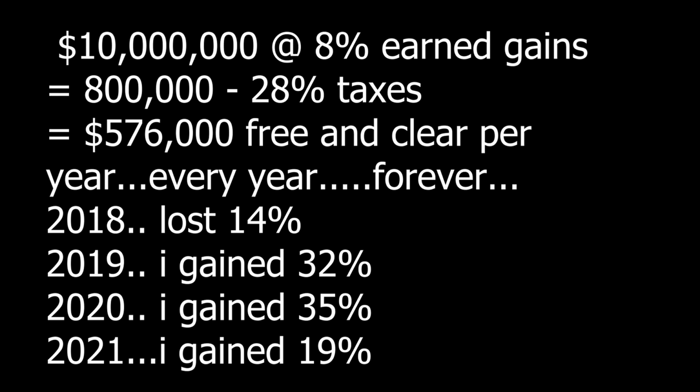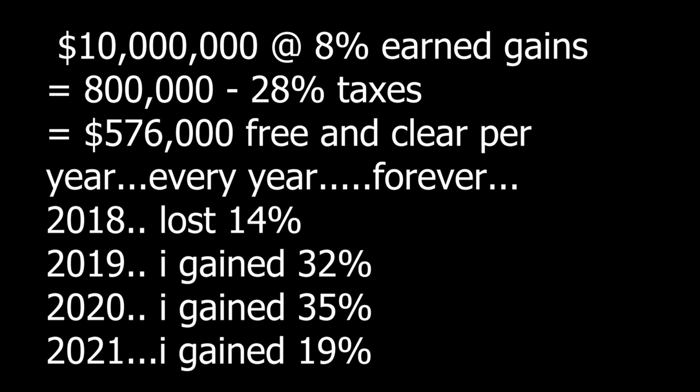I can do whatever I want with the $576,000. Mind you, that's a low 8% interest on the money. That's 8% gains on the money per year, which is very low. That's fine. But the point is, at the end of the day, that's $576,000 after the 28% tax hit. That's free and clear money. I can retire off of that if I choose to. At $500,000 a year, I can retire and be fine.